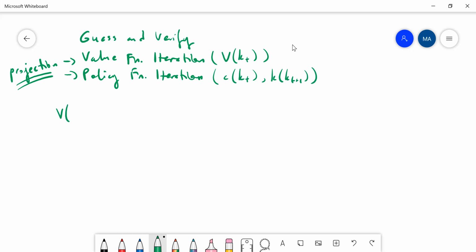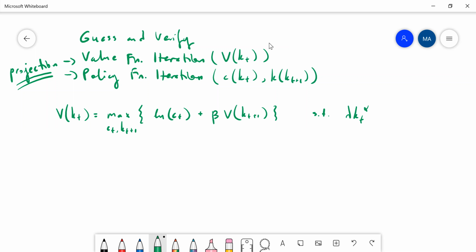There was this logarithmic utility, then we have the continuation value. Then there is the constraint, right? The constraint is lambda k_t^alpha greater than or equal to c_t plus k_{t+1}. Here a solution, of course, is described by these policy functions.